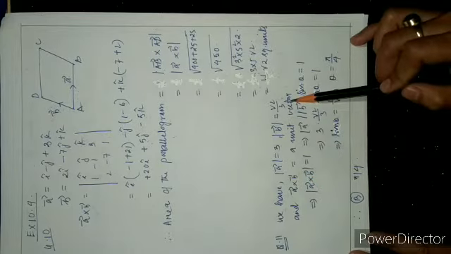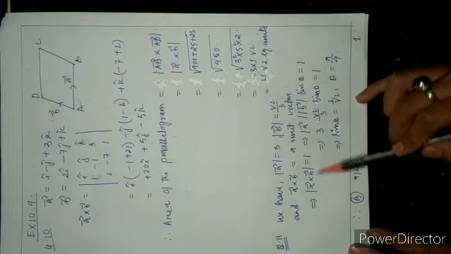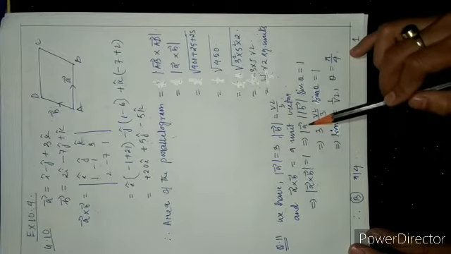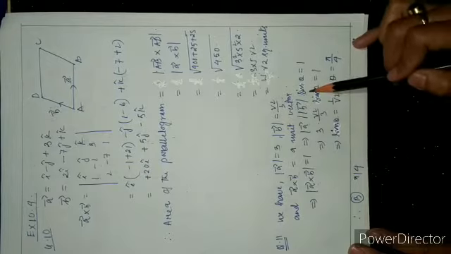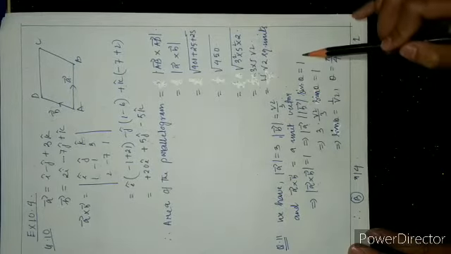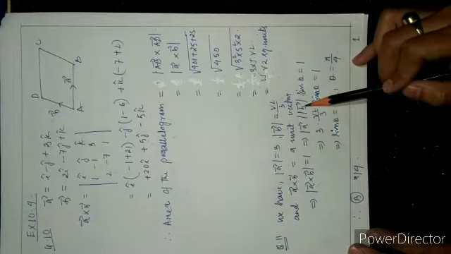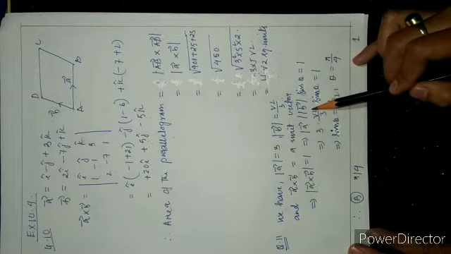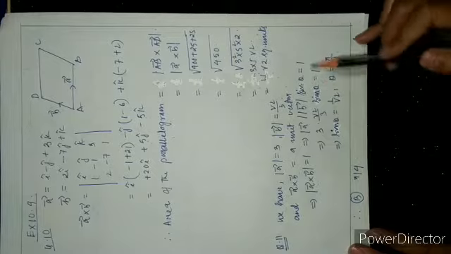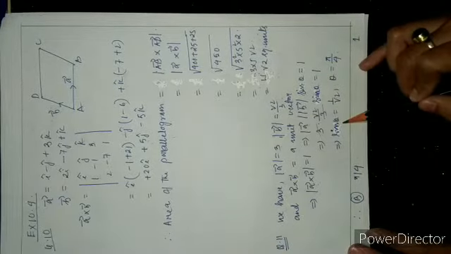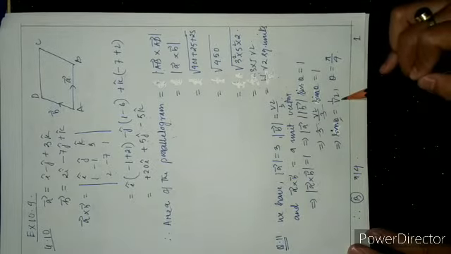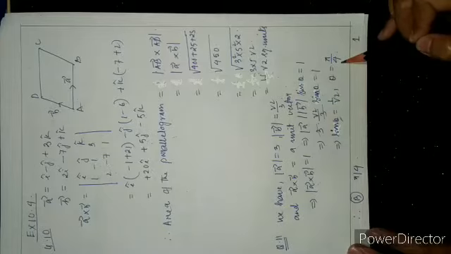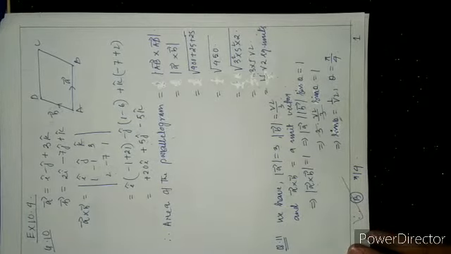A cross B is a unit vector, which implies that its magnitude will be equal to 1, which implies that magnitude of A into magnitude of B into sin theta is equal to 1. So 3 into root 2 by 3 into sin theta equals 1. Then cancelling 3, sin theta is given by 1 divided by root 2. So the value of theta is pi by 4. Therefore the correct option is option B.